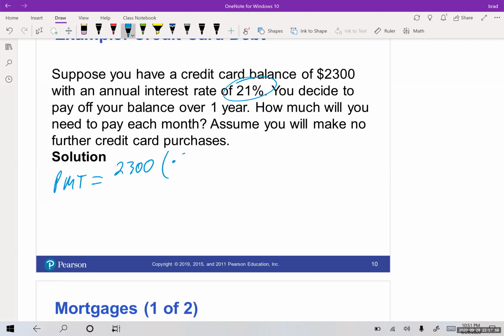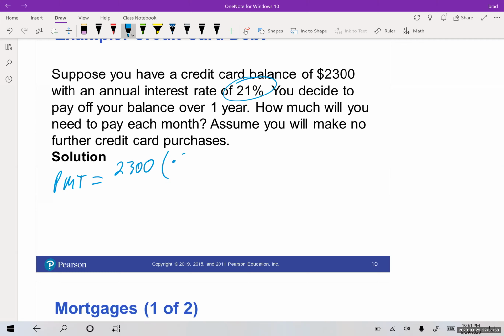Oops. Did I mess that up when I wrote that over here? Hold on. Yeah, this was supposed to be an extra parenthesis right there. Sorry about that. Okay, so we have this formula to do.